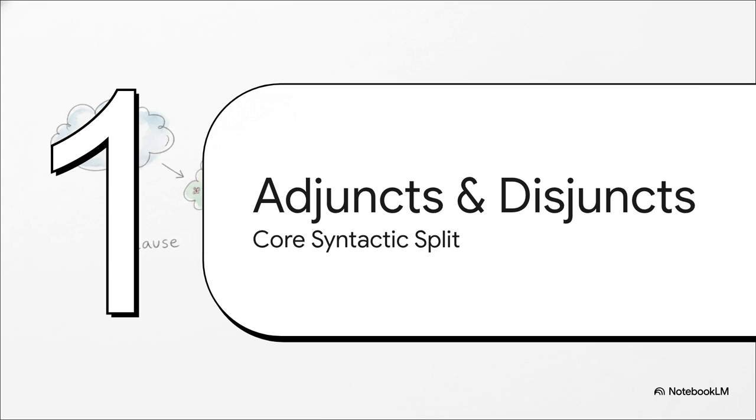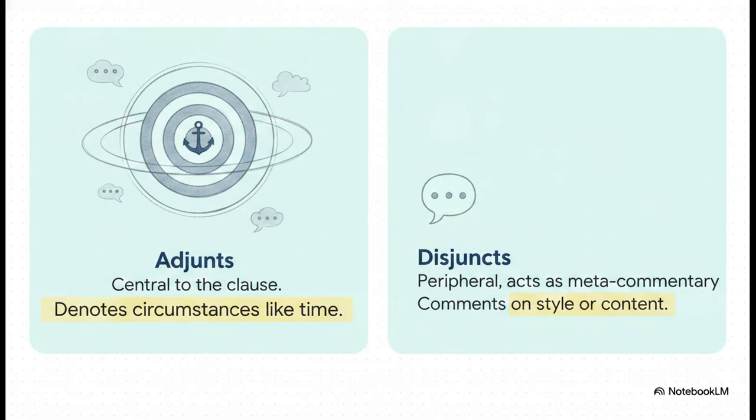Section 2. Adjuncts versus disjuncts, the core syntactic distinction. Now, what's really interesting about this slide is the stark visual contrast, because if you take just one foundational concept away from today, it has to be this one. Adjuncts are central. They tell us about the actual real-world circumstances of the main clause, like the time it happened or the direct cause. And because they're so central, you can actually test for them using a cleft sentence. So you can say, it's because they are helpful that he likes them.